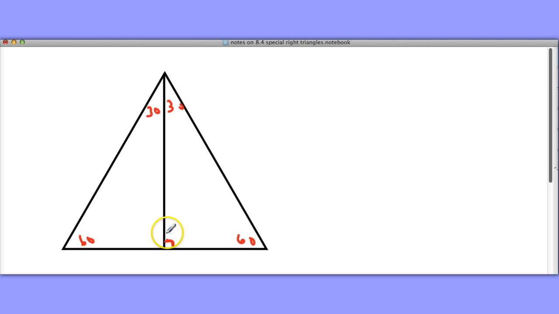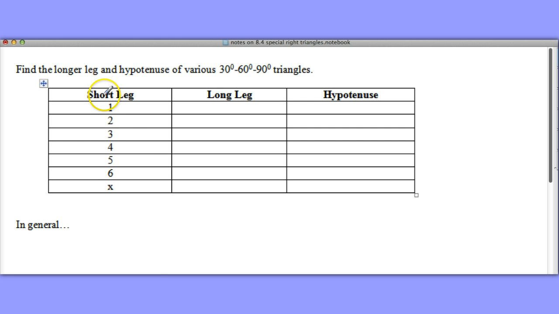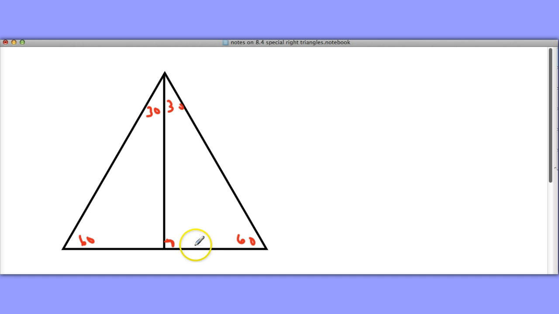And I know, let's say that the short leg here, going back to the table, the short leg is 1. The short leg would be this leg across from the 30-degree angle. My long leg is across from the 60-degree angle. But if my short leg is 1, I know the entire side of my equilateral triangle is 2. So that makes this side here 2.